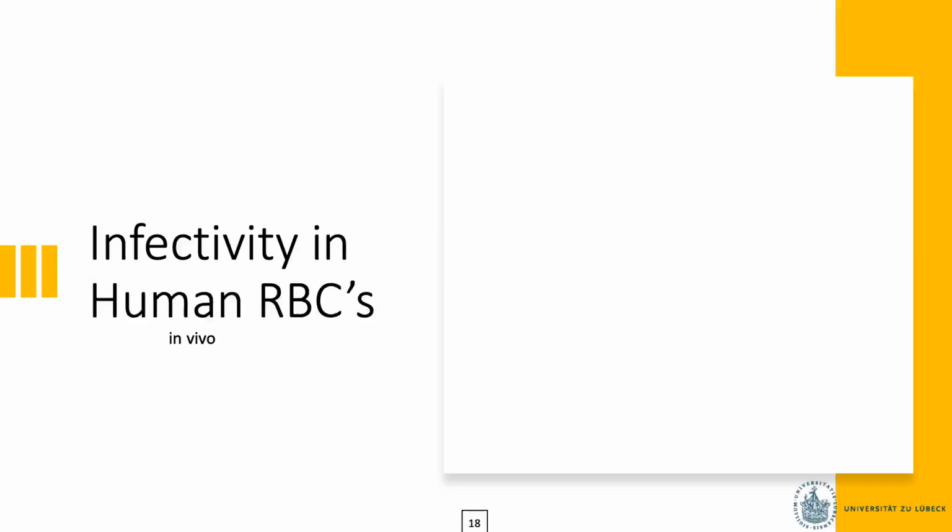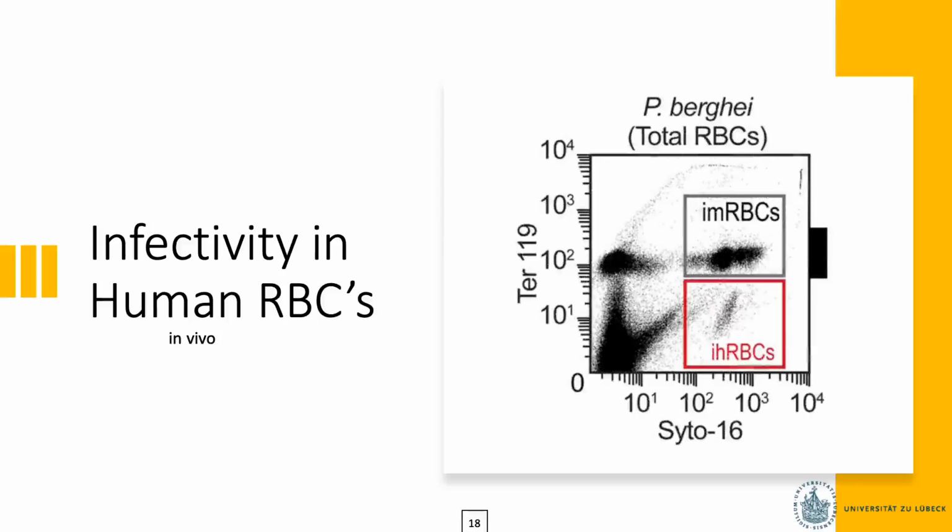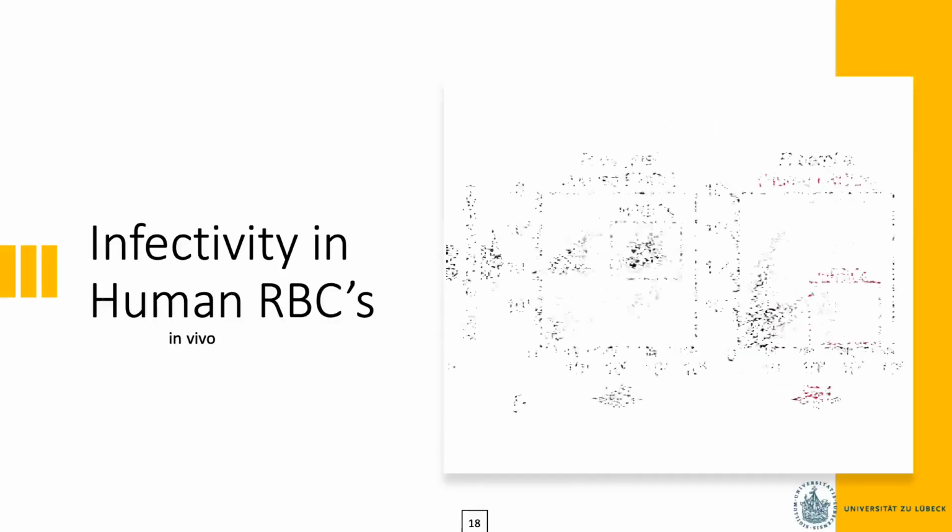Next, they looked at the infectivity of PB in human red blood cells in the blood-humanized NSG mouse. After infection, they analyzed the blood in flow cytometry. And these are the results. They used 2 dyes, Cyto16 and TER119, which marked the nucleus and mouse erythrocytes, respectively. This way they could differentiate between human and mouse and infected and non-infected blood cells, as well as separate the 2 species' erythrocytes magnetically. After which they looked at them under the microscope.